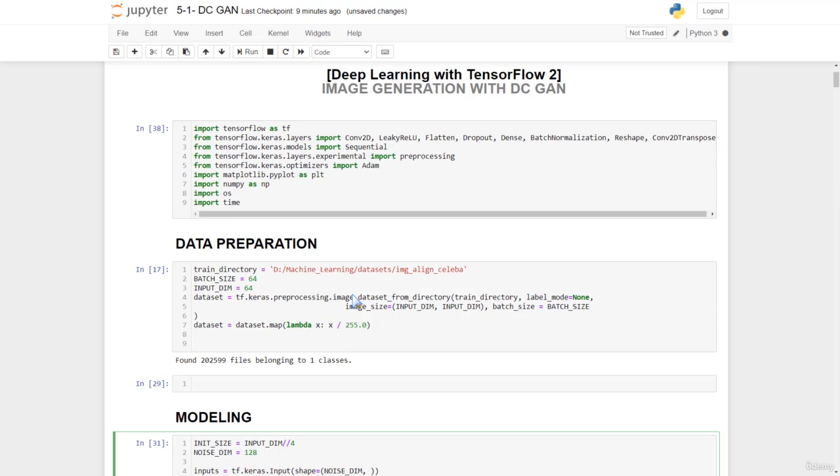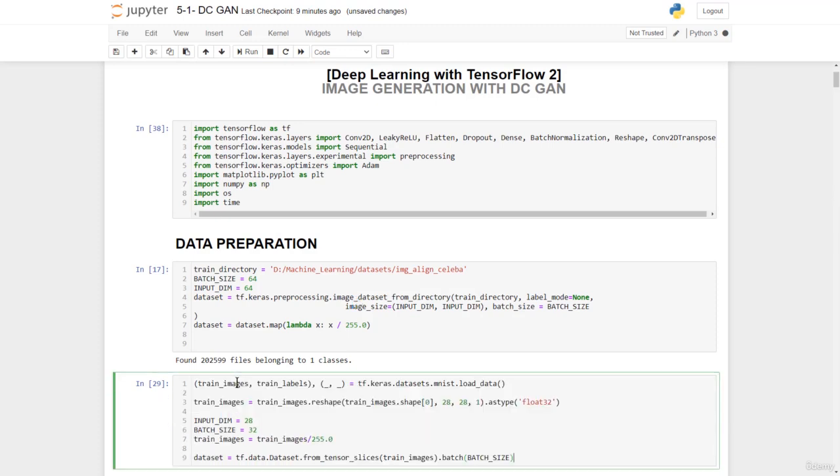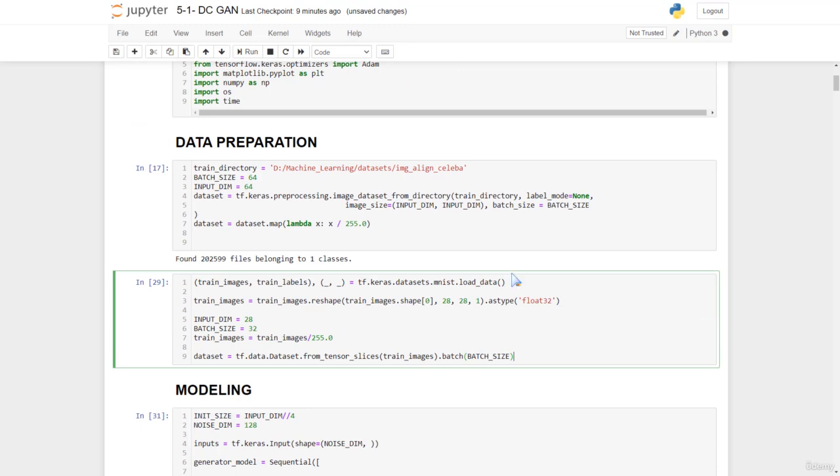Now we could also replicate this kind of results with the MNIST data set. So let's have this. We have the MNIST data set right here. We get the training images. We have the new input dimension, which is 28 instead of 64. The batch size defined. We divide this by 255. We have the data set that's created.